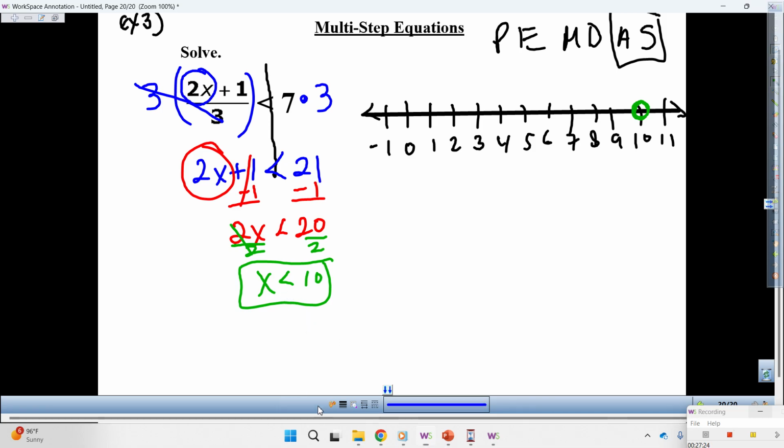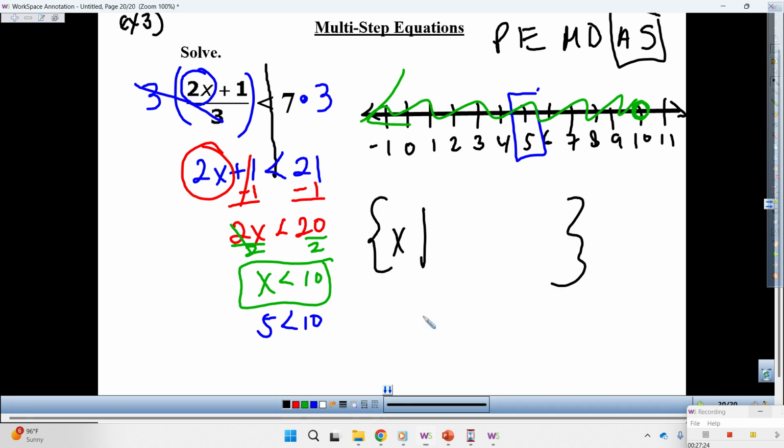Okay. What number would you like to check, Julian? 5. Okay, so we substitute 5 in here. Is 5 less than 10, everyone? Yes, so that means we're going to shade towards 5. And last but not least, solution set of x such that x is less than 10.